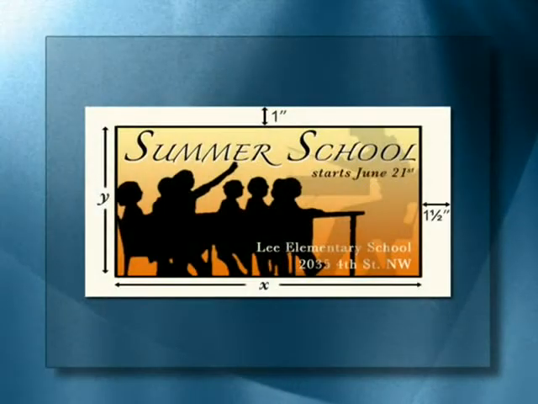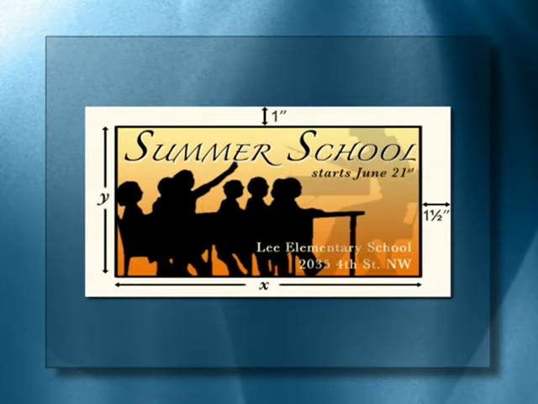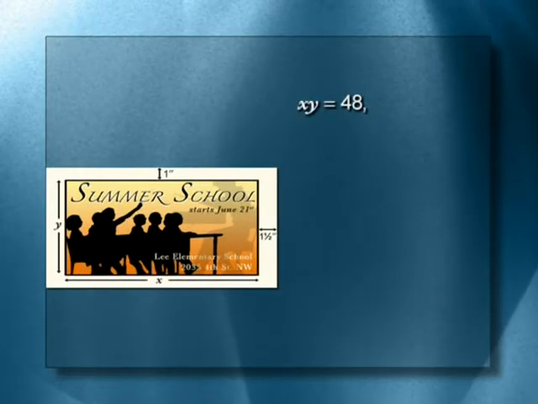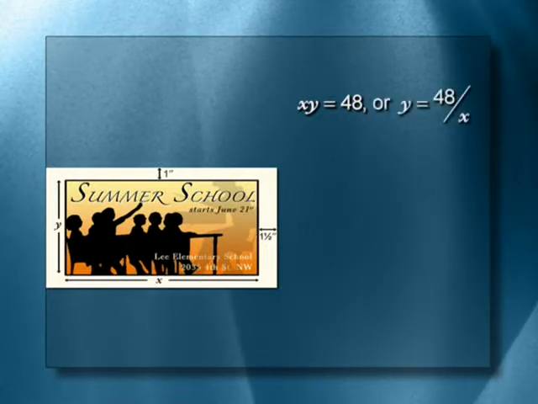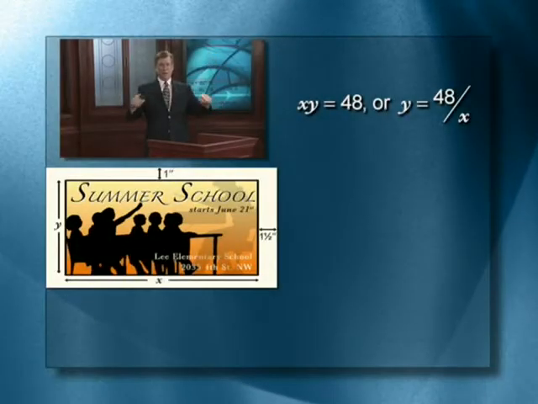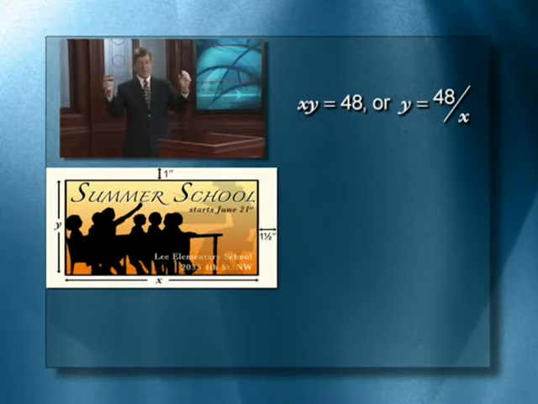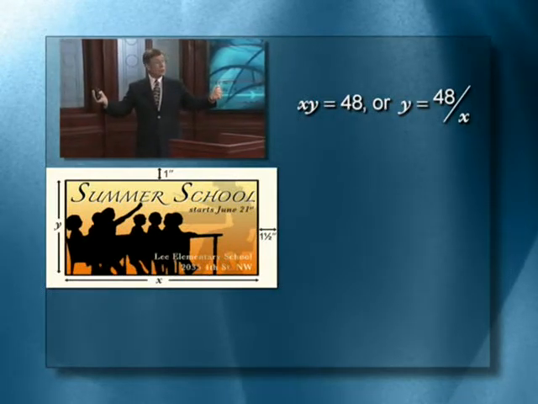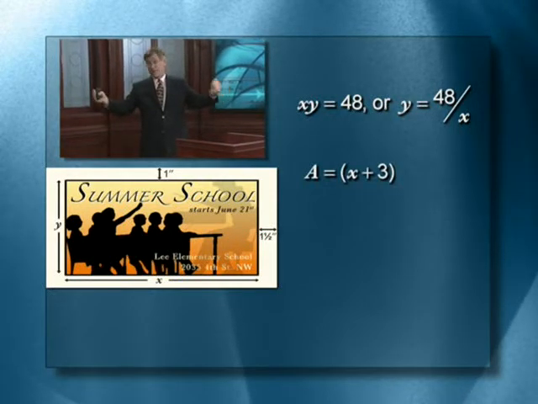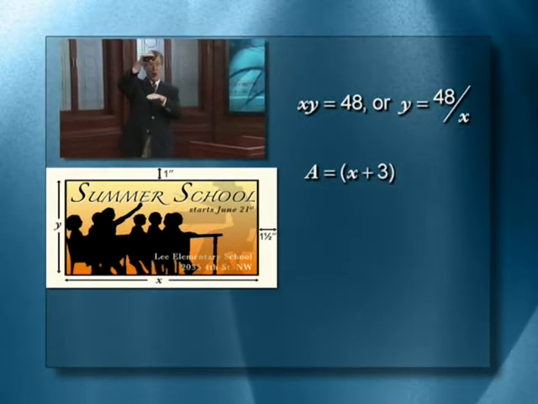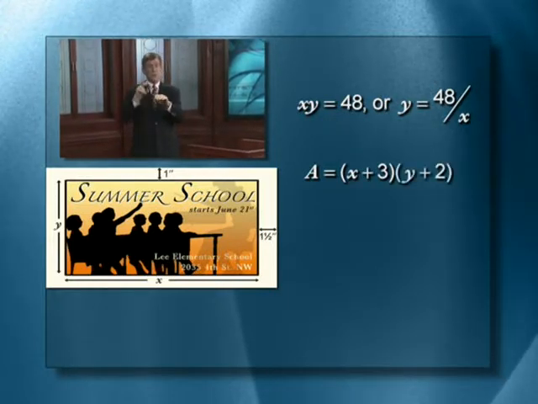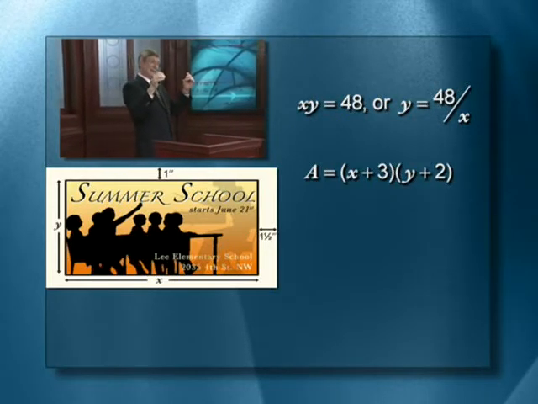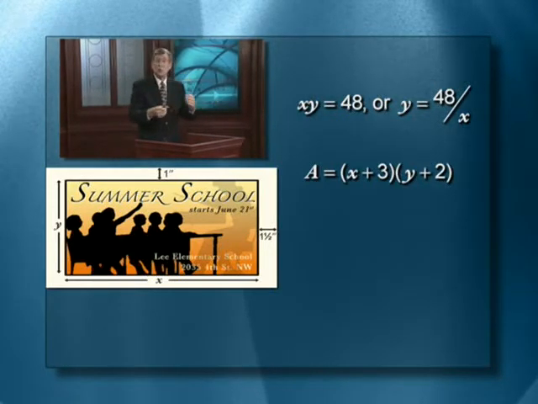Okay, let's get to work. We've labeled the dimensions of the printed part as x and y, and because that has to be 48 square inches, we know that x times y is 48, and then we can solve for either variable, like y is then 48 over x. So, what's the area to be minimized? Well, it's the larger area, the whole paper. So this way, it's x plus the two margins. And the margins were 1.5, so it's x plus 3, 1.5 on each side. And how about this way? It's y plus the margin of 1 and the margin of 1, so it's y plus 2. So we want to minimize the quantity (x plus 3) times (y plus 2).